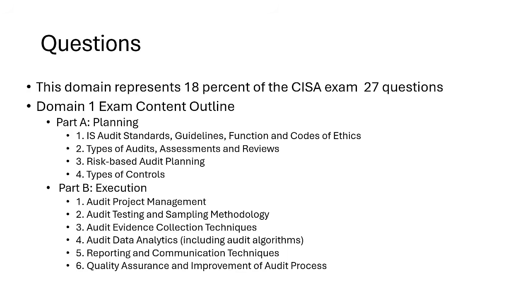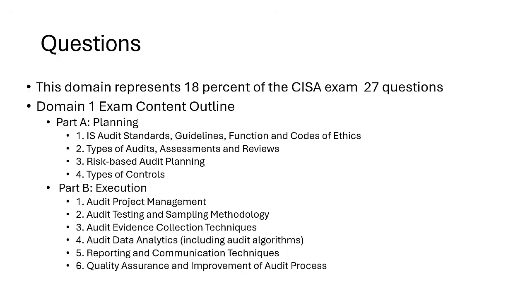And it is a humble request to everyone who is preparing for CISA, please give proper attention to domain 1, because domain 1 is the foundation, because it talks about audit. That's why domain 1 is split into two parts, planning and execution. Planning has IS audit standards, guidelines, function, code of ethics, types of audit, assessment review, very important. Risk-based auditing, confirm; types of control, confirm in the exam. So you should know these things.